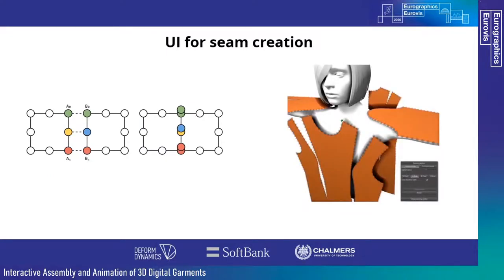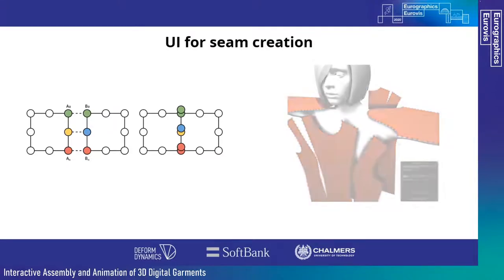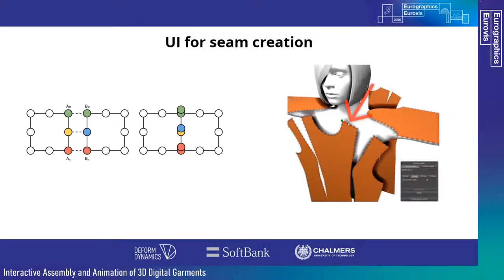Seams are defined as a one-to-one mapping between two ordered sets of vertices A and B. To create the first set A, the user clicks on a vertex to define the green starting point of the seam, and then moves the mouse to another vertex to define the red endpoint. All the yellow intermediary points are automatically added to the seam. The same process is then repeated on another contour to produce the second set B. During simulation, the vertices from the two sets that have corresponding indices will always be kept at the same point in space.